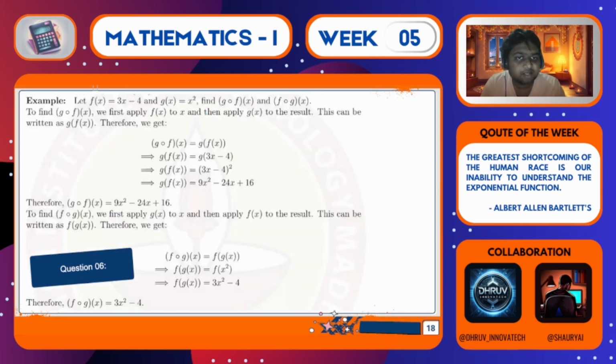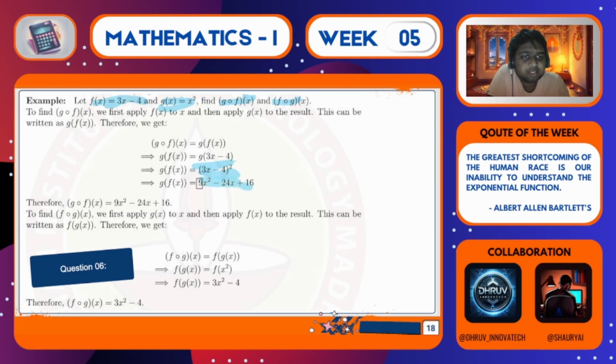Okay, now this question. In this you are given f(x) which is 3x minus 4, and g(x) which is x squared. In this you have to find g of f(x), and also f of g(x). Okay, so now let's see. First, we'll substitute. First, we have to find g of f(x). So we'll substitute f(x) in the g(x). So 3x minus 4 will be substituted in the x squared.